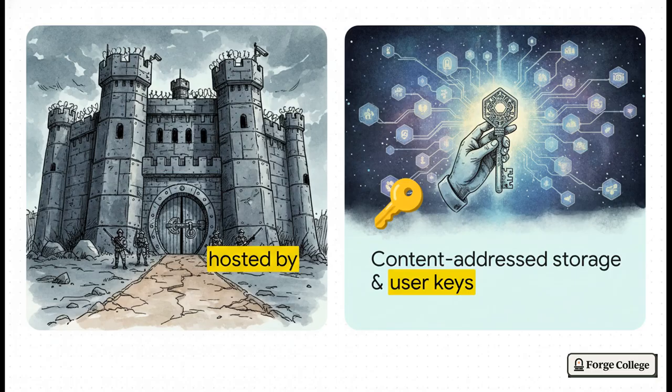The classic Web 2 choice is to just dump everything into a central database, hosted and controlled by the platform. But our decentralized option relies on content-addressed storage and user-controlled cryptographic keys. We are literally replacing platform data hoarding with true ownership. It separates your identity credentials from the app itself, meaning you hold the keys, not some massive tech giant.